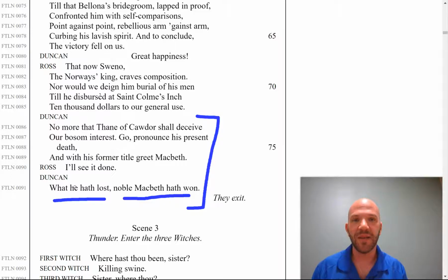And then in scene 3, things really start picking up when we're going to actually meet Macbeth and we'll see those witches again. All right, hope that helps.